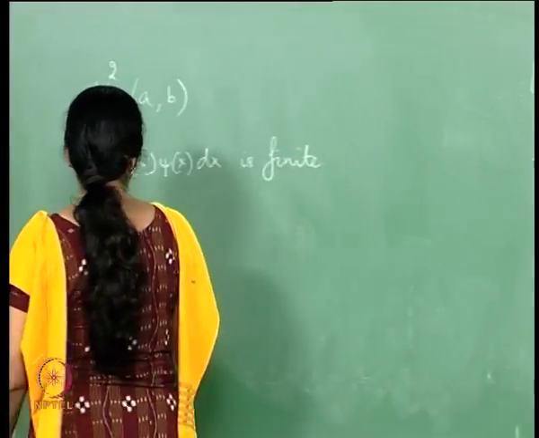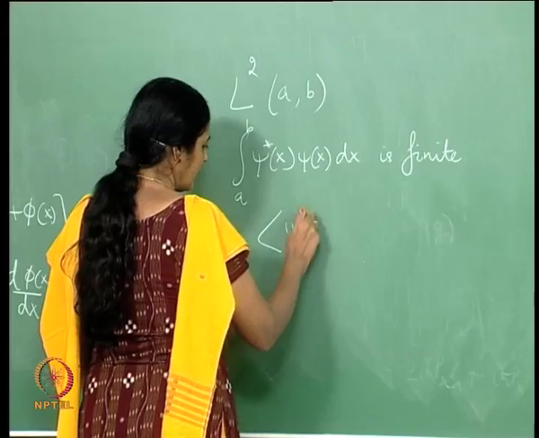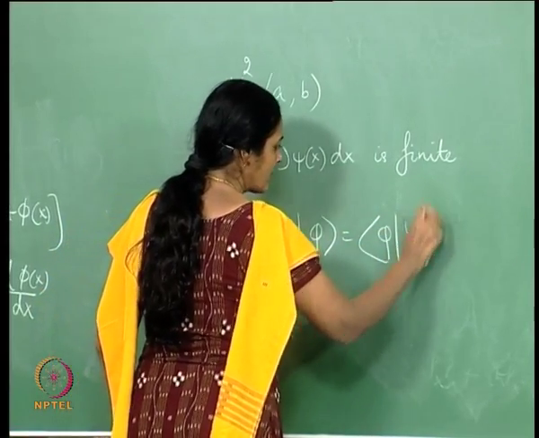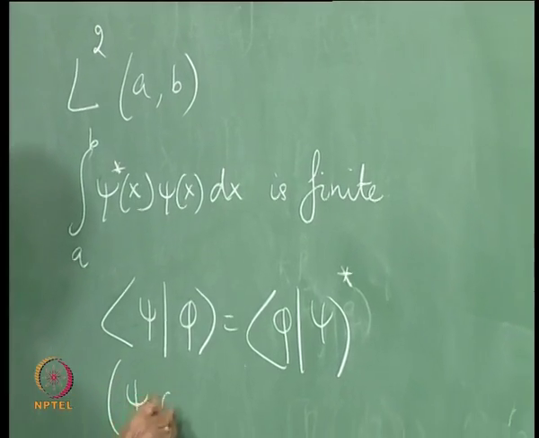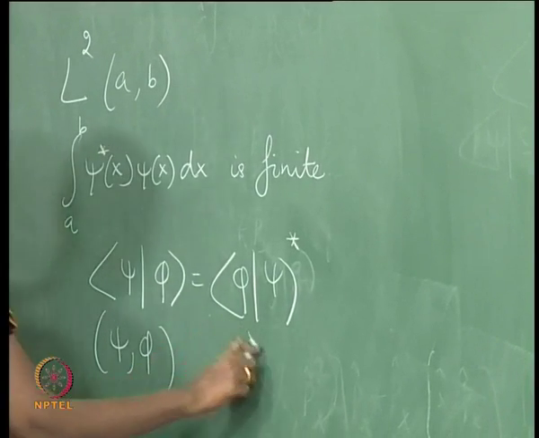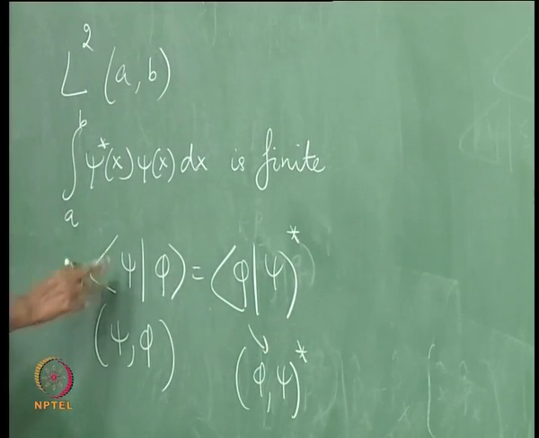Just to recall, the inner product in general of psi with phi is the same as phi psi star. Sometimes you use the notation psi comma phi. I have used the Dirac notation. So this is the same as phi psi star. The inner product is in general a complex number.